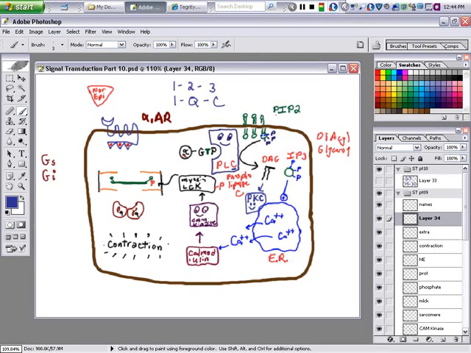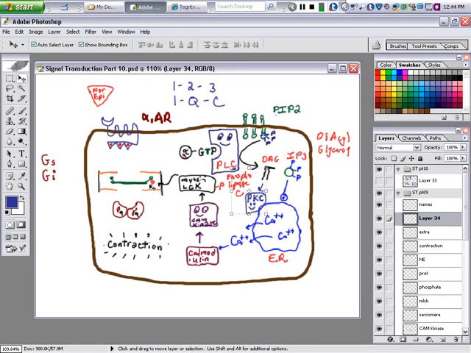We have CAM kinase, and it phosphorylates myosin light chain kinase, and myosin light chain kinase phosphorylates myosin light chain, and then that causes contraction. Okay? Now, I don't want to say this, but protein kinase C could possibly phosphorylate calcium channels. And if it phosphorylates those calcium channels, just like in the heart, it opens them up, lets calcium in.